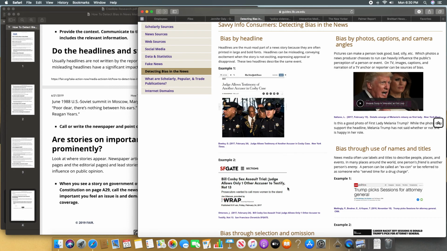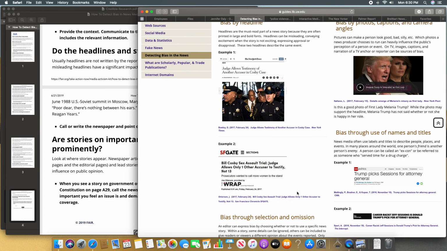Okay, so with this loaded language, we can clearly tell this one is more objective and this one has some really clear bias. I mean, well, we should all be biased against Cosby because he's gross, but this one clearly is much more loaded.